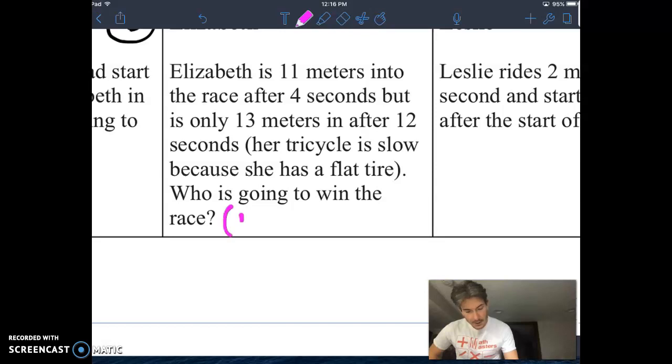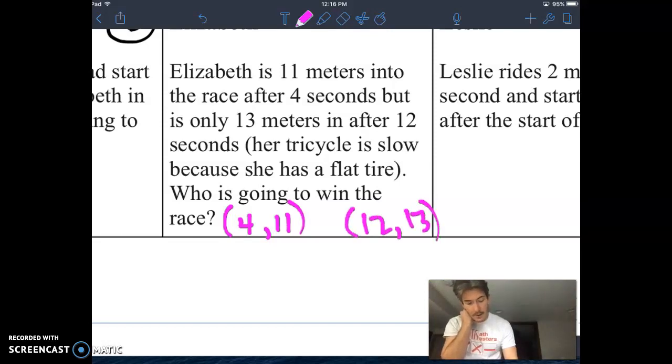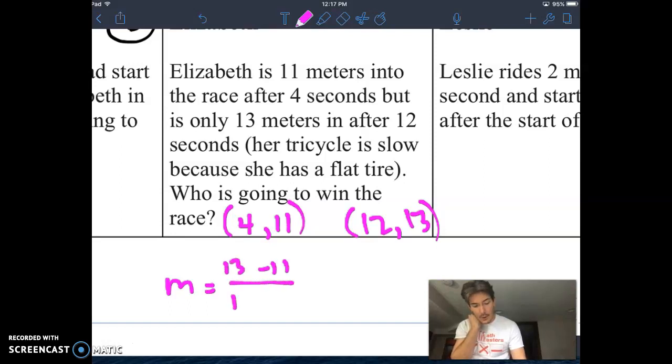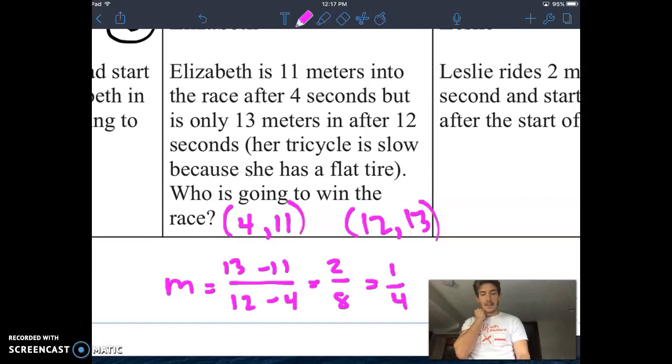They tell me, hey, she's 11 meters in after 4 seconds. Whoops, I wrote that incorrectly. After 4 seconds, she's 11 meters in, right? Because our time variable is going to be our independent one. It's our x variable. And then she is, let me see, 13 meters in after 12 seconds. So the second point is like that. Now, we have the ability to find a slope from these 2 points. We can take the change in y over the change in x. And when I work this out, this is 2/8. This is 1/4. Ta-da!